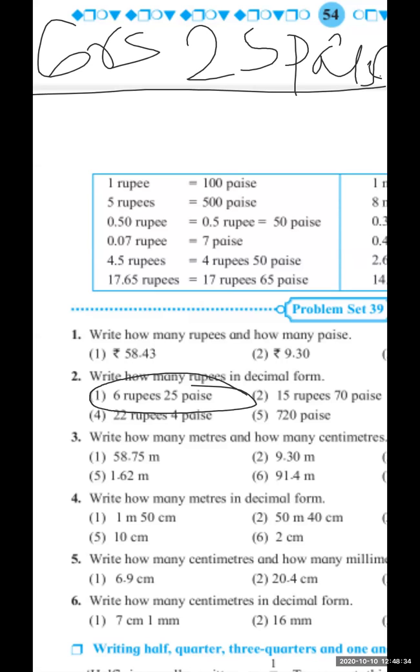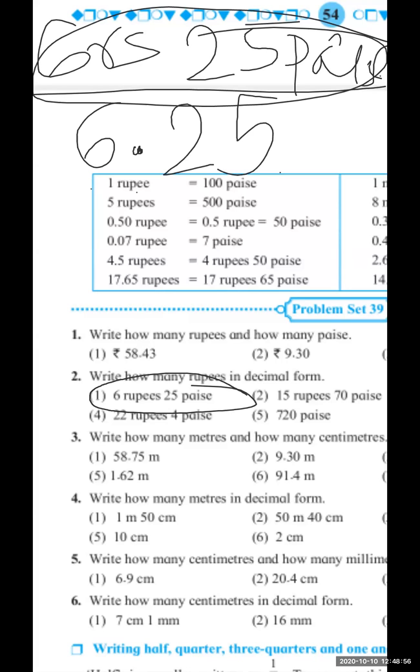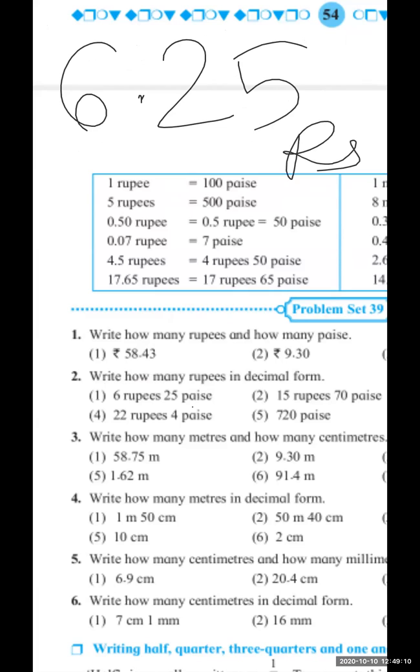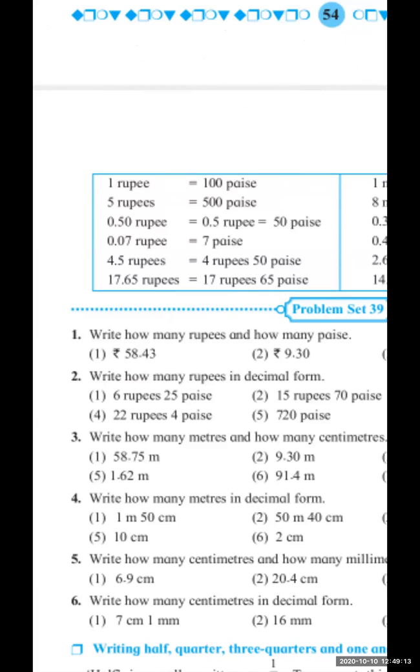Now this is given. Now we have to write it in a decimal form. So 6 rupees, so 6 is a whole number, so 6 will come. After that we'll give the decimal point and 25 paise will come as it is. So 6.25 is the answer. We are writing this rupees in decimal fraction. इसे हम लोग ने कैसे लिखा? Decimal form में लिखा. So 6 rupees 25 paise means 6.25 rupees. Okay. Next is 15 rupees 70 paise.